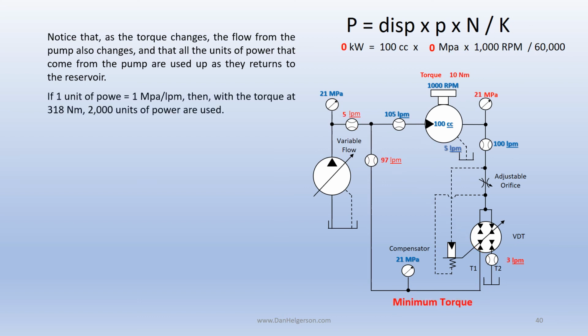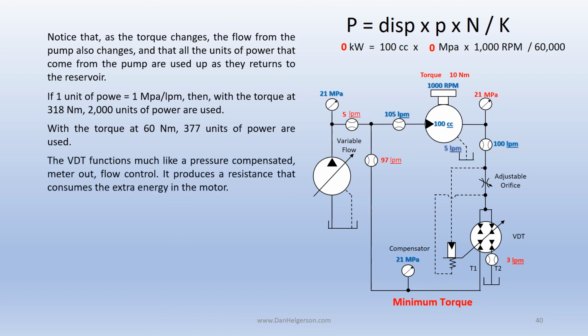If 1 unit of power equals 1 megapascal liter per minute, then with a torque of 318 Newton meters, 2,000 units of power are used. With the torque at 60 Newton meters, 377 units of power are used.